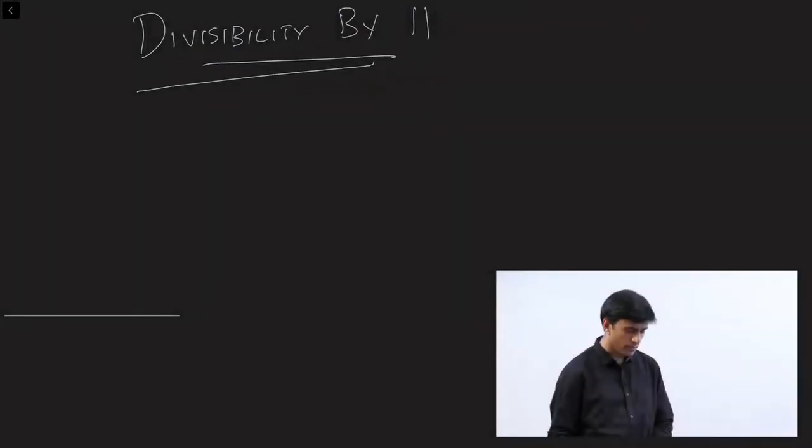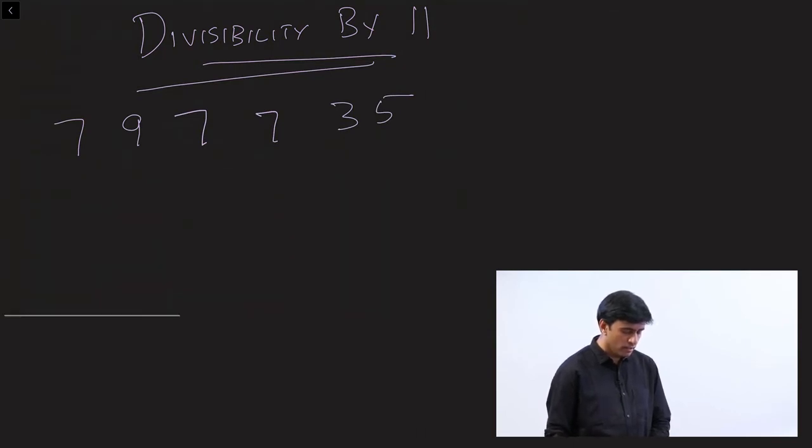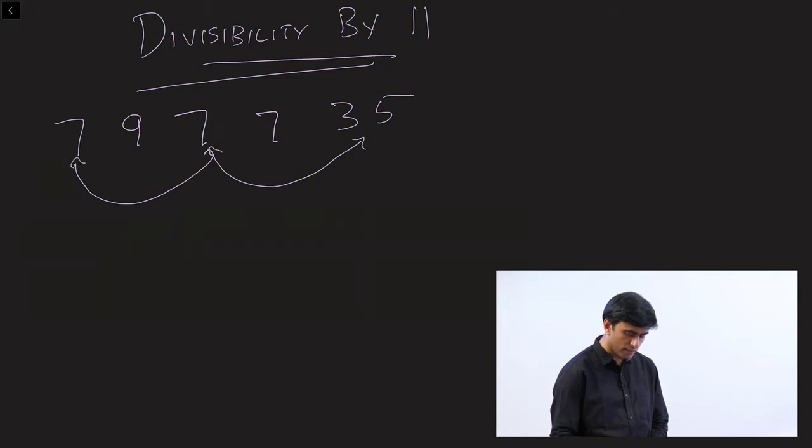Let's look at divisibility by 11. Let's take an example. 797735. To see if a number is divisible by 11, you need to find the sum of the two sets of alternate digits, even and odd places. So you have to do this. Take the sum of alternate digits.